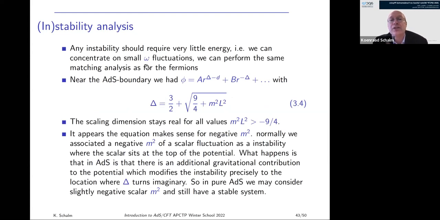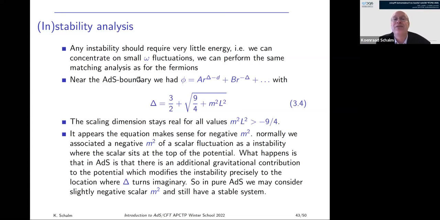Now, an instability should require very little energy, right? We can concentrate on the very small omega fluctuations. And then we can perform exactly the same matching analysis as for the fermions. Remember, this matching analysis works for small omega, for small fluctuations around the background. So let's, again, do the story that we started two days ago.